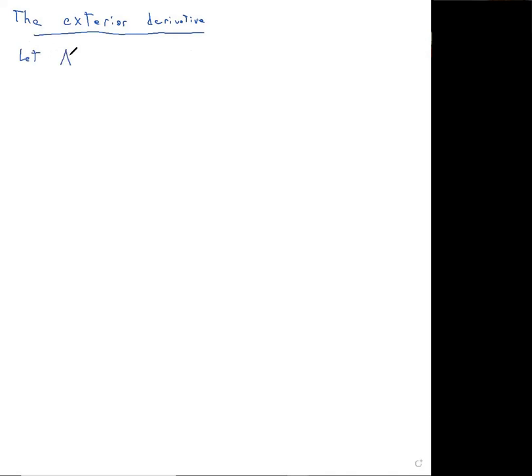So we begin by defining Lambda^p of M as simply the pth exterior product of the cotangent bundle of M. Okay, so we know what the cotangent bundle is and we know what it means to take the exterior p-th power of it. We simply rename it like this. So this is the vector bundle of differential p-forms on M.